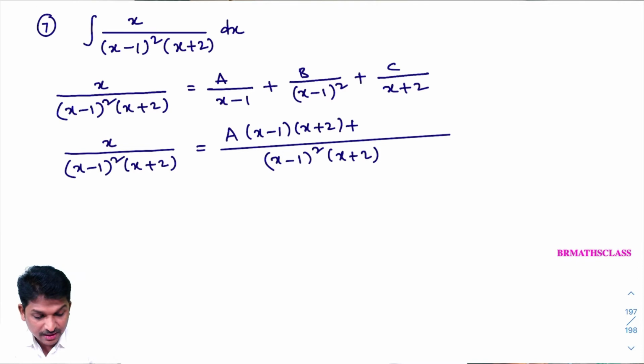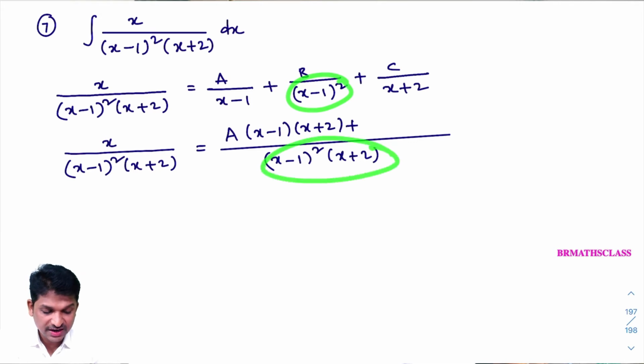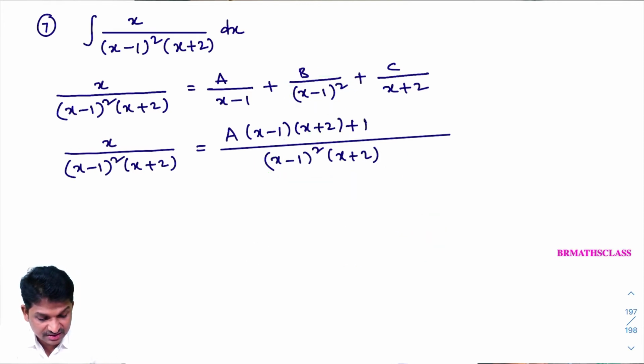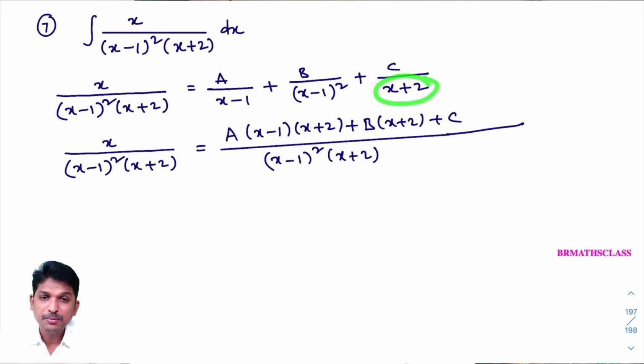Good. Plus, now look here, x minus 1 whole square is there. For this, by multiplying with what you will get this? By multiplying with what will you get this expression? Multiplying with x plus 2. So what is it? It is b into x plus 2. Plus c into, look here, c into, here x plus 2 is already there, right? By multiplying this with what will you get this expression?